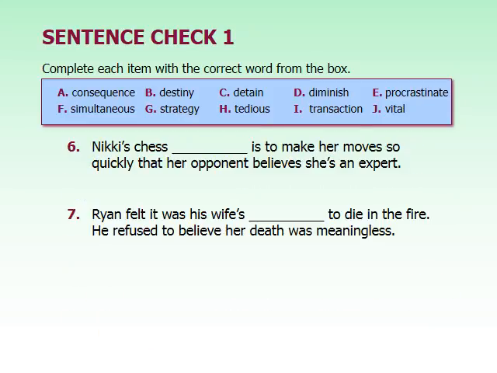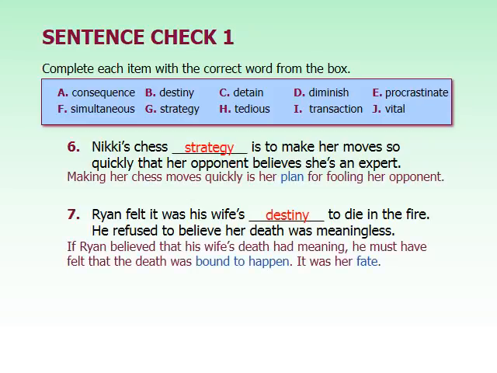So here we go. Nikki's chess blank is to make her move so quickly that her opponent believes she's an expert. So the plan that she has for being successful at chess is to move things quickly. Ryan felt as if his wife's blank to die in the fire. Ryan felt it was his wife's blank to die in the fire. He refused to believe her death was meaningless. Right? So he said he felt like nobody could have changed. It was what was meant to happen to his wife.